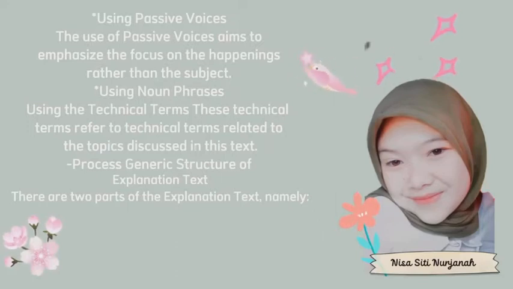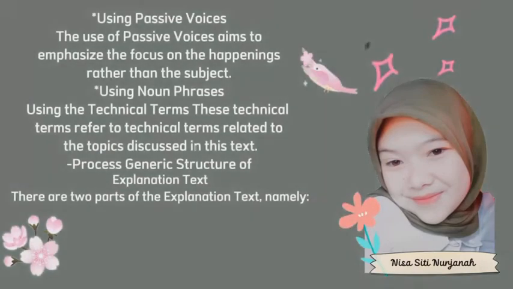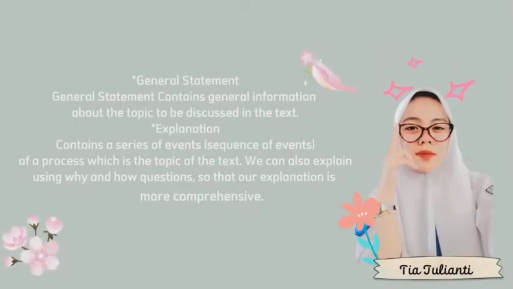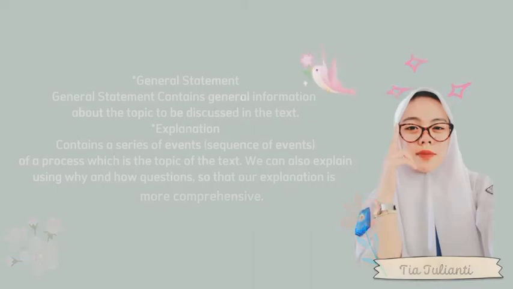Structure of explanation text. There are parts of the explanation text, namely general statement. General statement contains general information about the topics to be discussed in the text. Explanation contains a series of events, a sequence of events of a process which is the topic of the text. We can also explain using why and how questions, so that our explanation is more comprehensive.